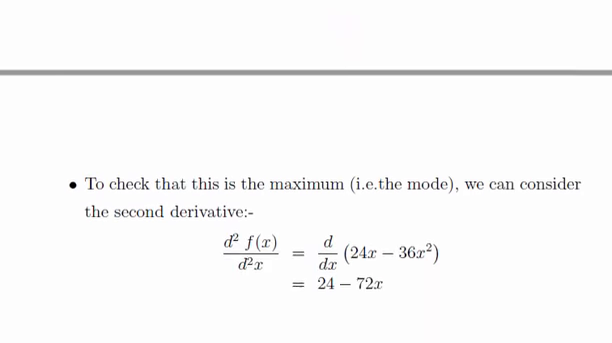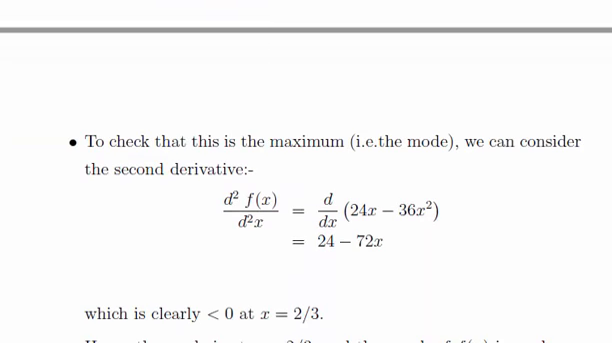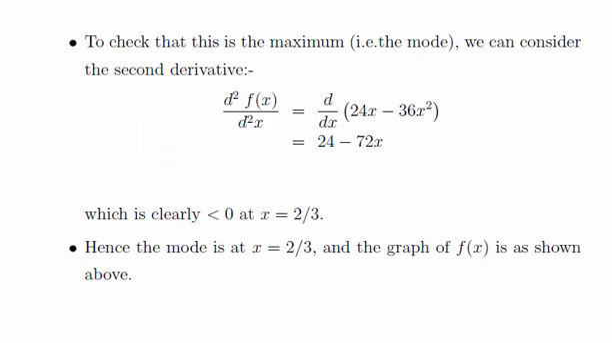Now, to check that this is a maximum, which is to say the mode, we can consider the second derivative and check that it is less than 0 at our point. So our point is 2/3. We get the second derivative of this, where this is the first derivative.